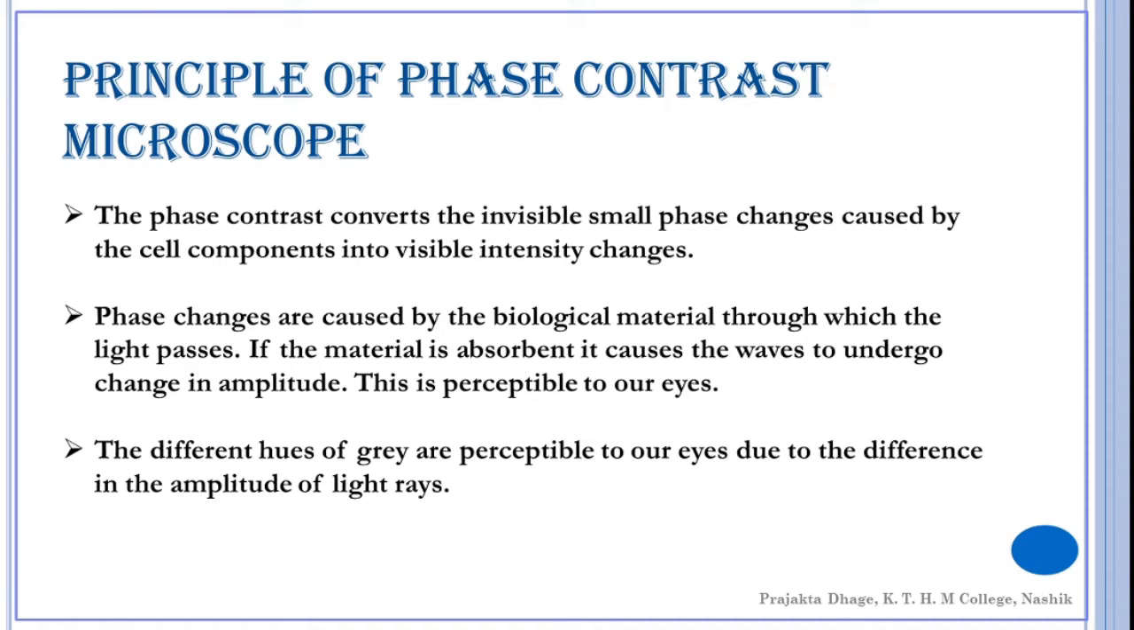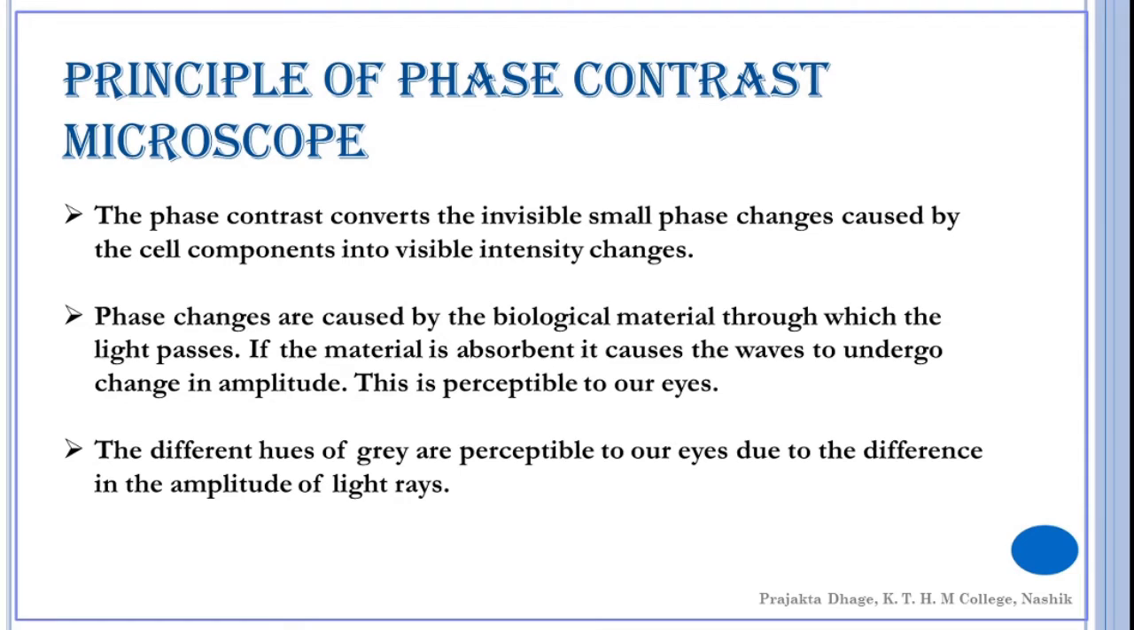Now what is refractive indices or refractive index? It is defined as the ratio of the velocity of light in vacuum to its velocity in transmitted medium. Okay. Since the cell organelles are of different refractive indices, the light rays emerging would show variable phase changes.